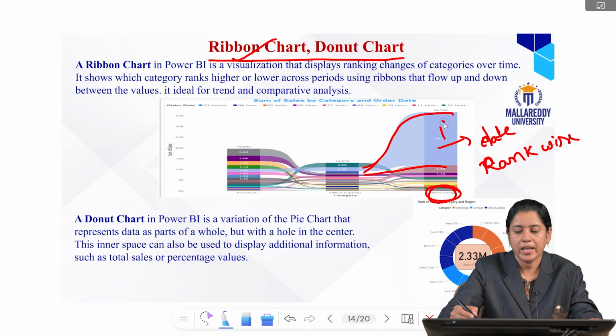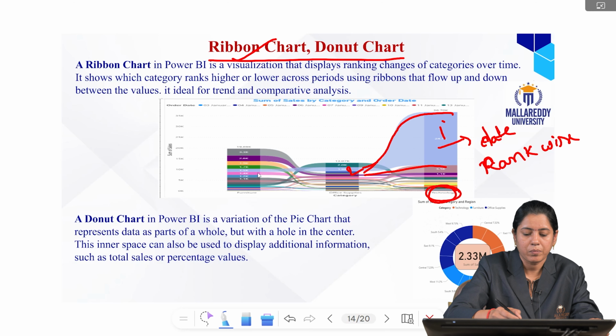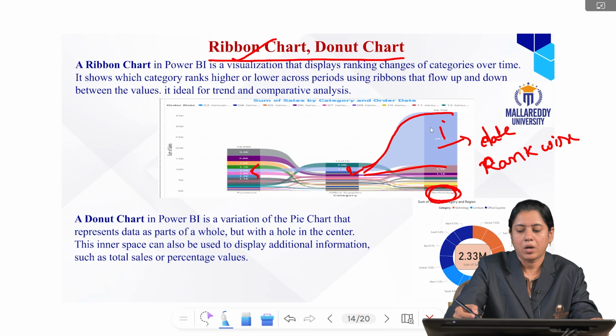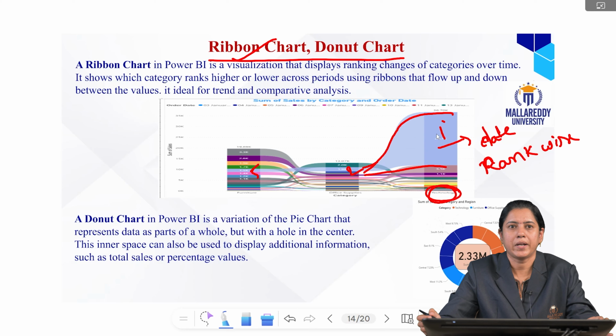But on the same date, when it comes to the office supplies category, it moved to the second rank. Here it is rank one. If you observe here, on the same date, in the furniture category, it moved to the 5th rank. Here it's not showing the rank, but if you move the mouse over this chart, then it displays the rank also.